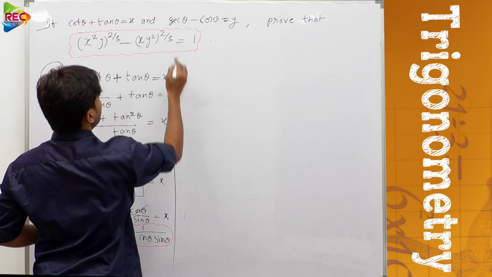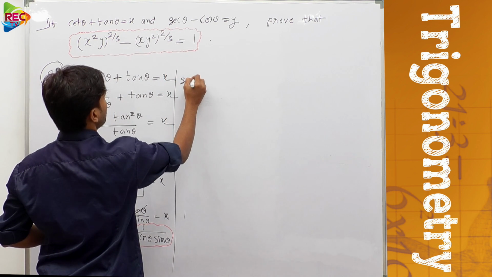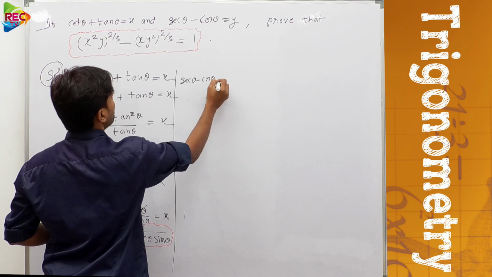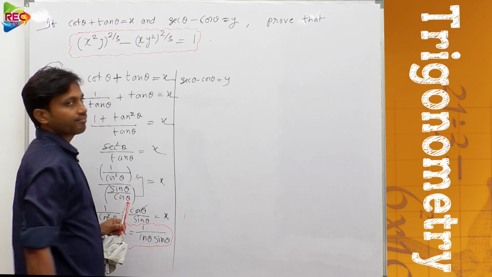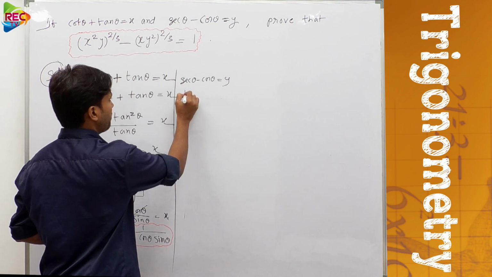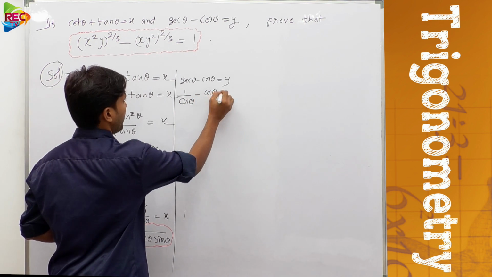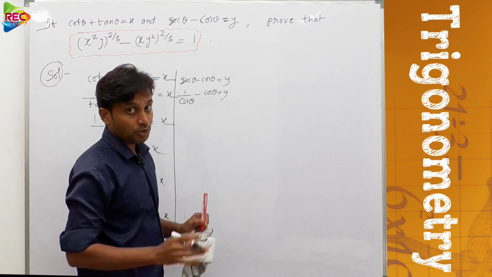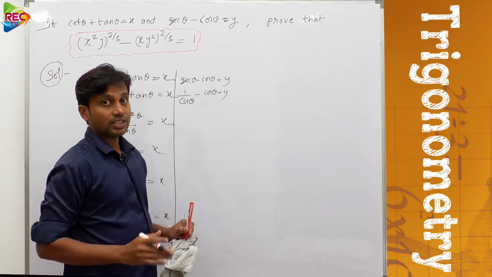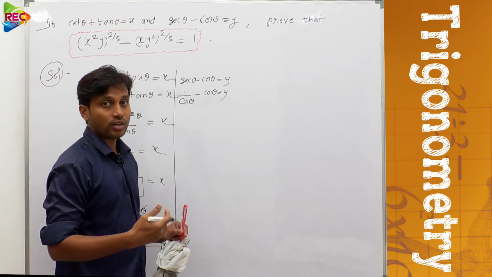Let me take this condition, secant theta minus cos theta equal to y. So what is secant theta? It can be written as 1 by cos theta, or not? Why am I writing like this? Because I want to convert all the terms into sin and cos angles.